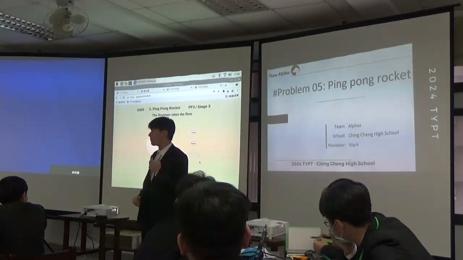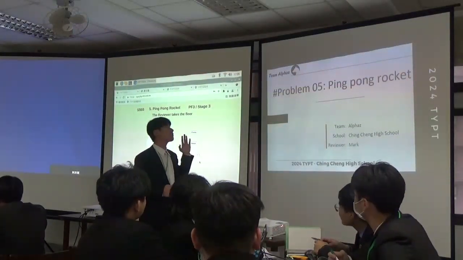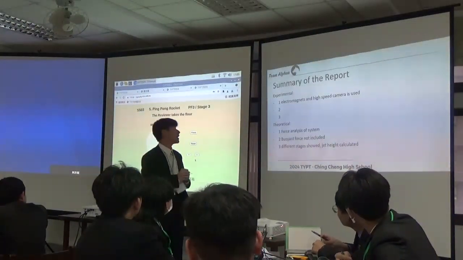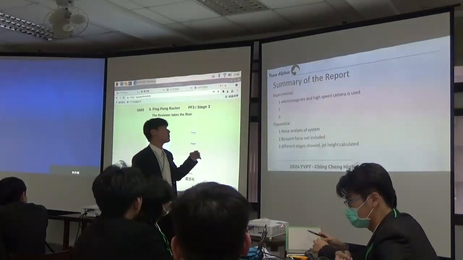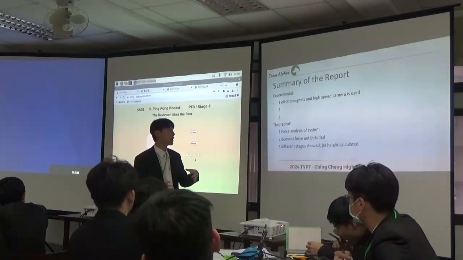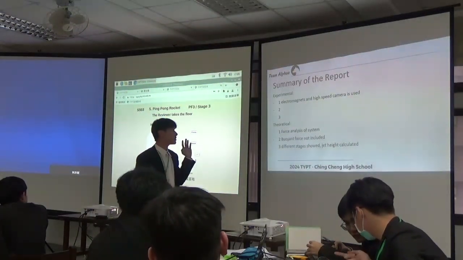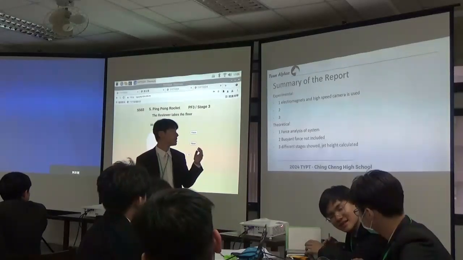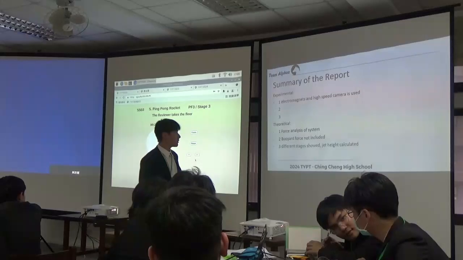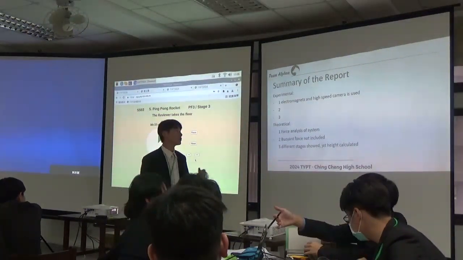Honorable juries and fellow competitors, I'm a reviewer from Team Alpha's Qingzhen High School, and I'm going to review problem number 5, ping pong rockets. The summary of the reporter is that in experiments they use electromagnets to control the dropping, and use a high-speed camera to shoot the image. In the theoretical parts, they consider force analysis of the system, and the buoyant force is not included in their theory. They showed different stages, and the jet's height is also calculated.